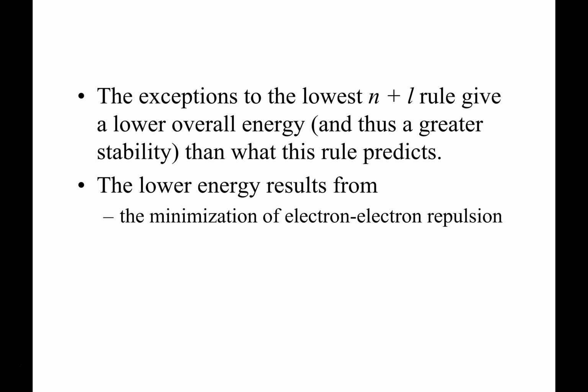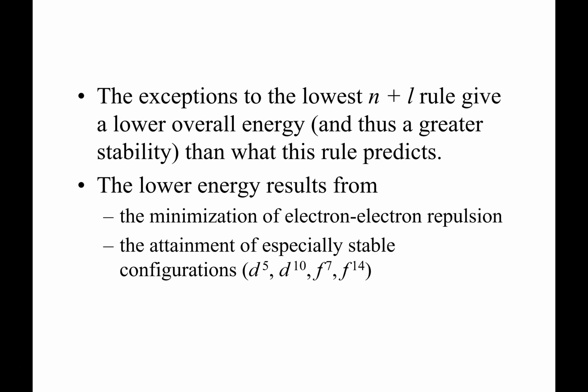Okay, so why do exceptions occur? Well, one of them is to get a half-filled subshell, like we saw with chromium, the d5. One is to completely bump it full. Of course, for f, our subshell is half full if it has 7 electrons, completely full at 14 electrons. So those are why exceptions occur.